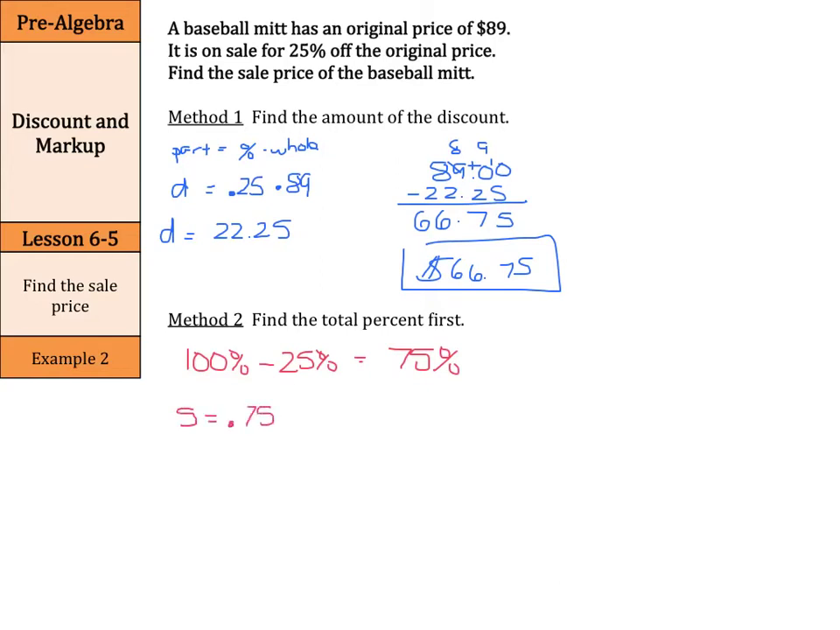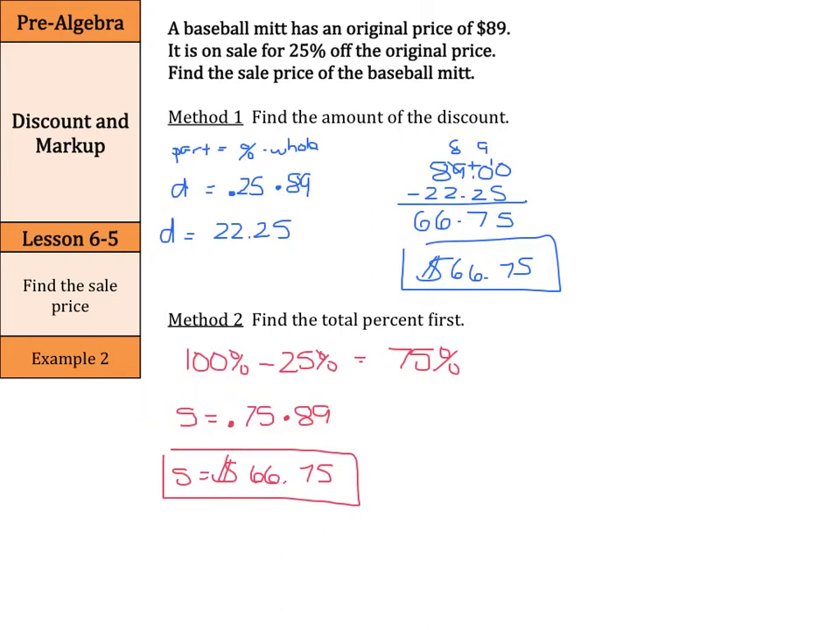75% as a decimal, 0.75, multiplied by the $89, and I end up with, once again, $66.75. So again, 2 methods, you get to pick which you like.